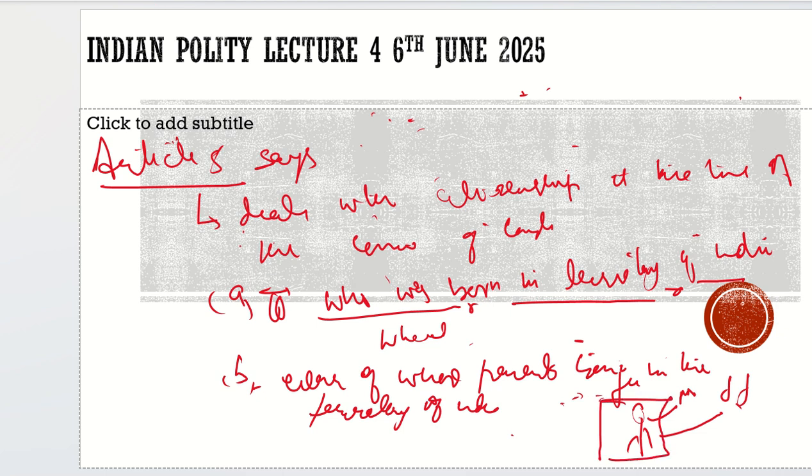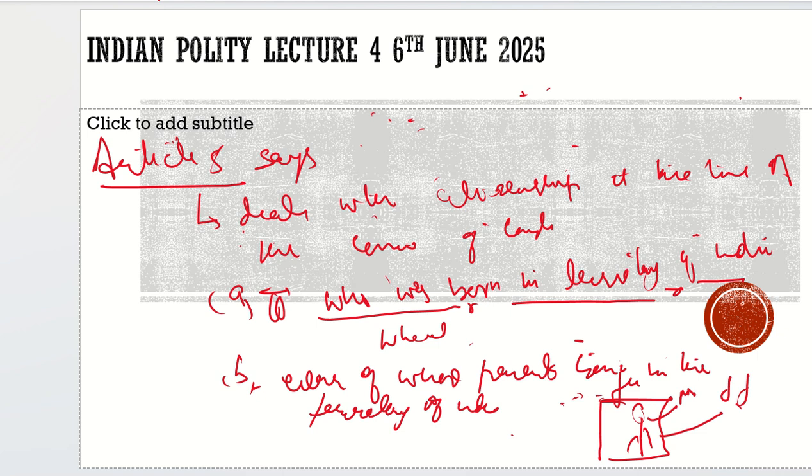So the second statement first says that whoever was born in the territory of India, whether he might be the son of a foreigner or daughter of a foreigner, he or she is a citizen of India. Or second, whoever was born to parents who were born in the territory of India.